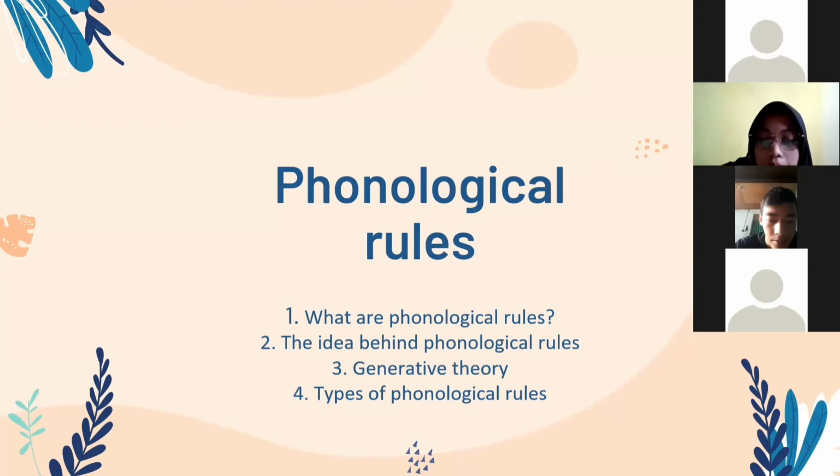Number four, types of phonological rules. Number one, assimilation. Hyman states that assimilation refers to all additive modification of a segment in a chain of segments by a neighboring segment. According to Drive, assimilation is a process where one sound causes an adjacent sound to be more similar to itself.